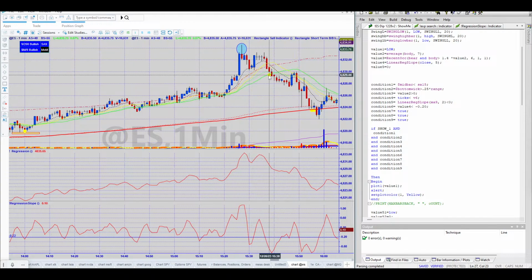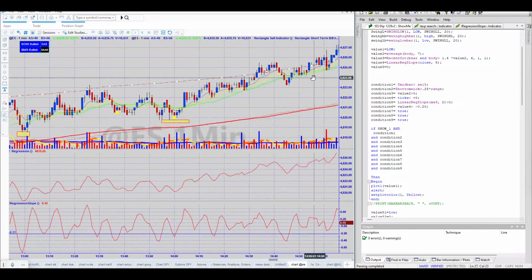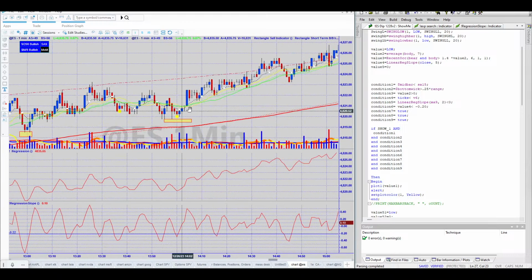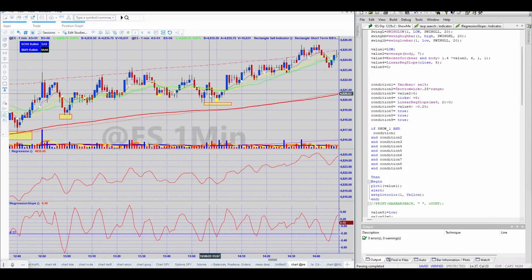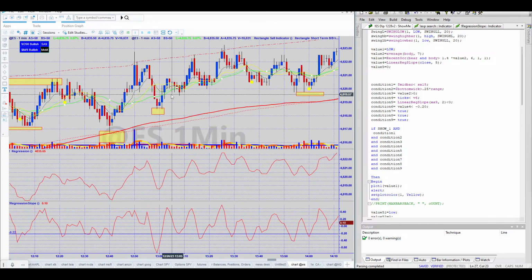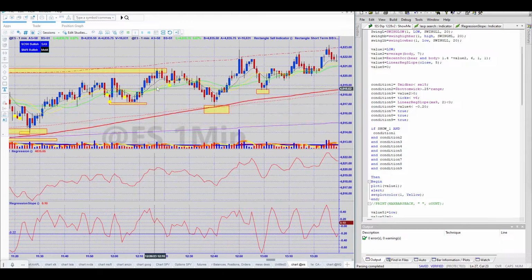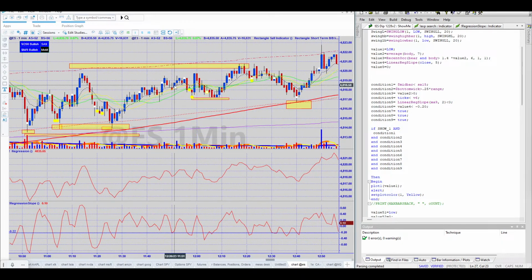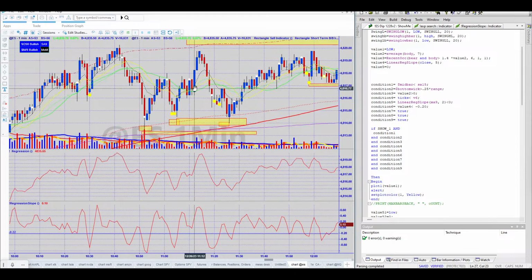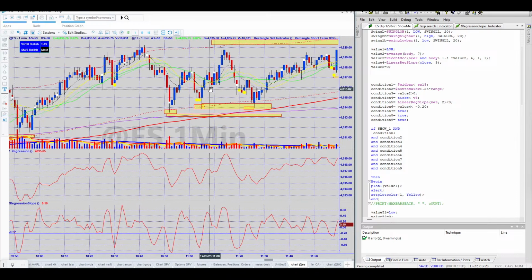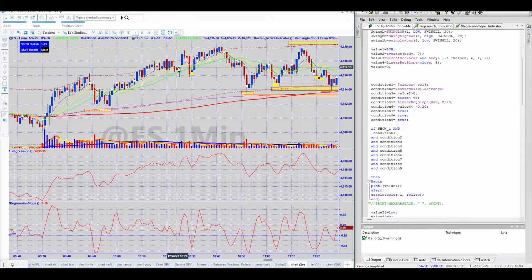But how many candles away is that? That's 1, 2, 3, 4, 5, 6, 7, 8, 9, 10, 11. It's about 15 candles away. And if we did that, it would probably exclude some of these other ones too. Maybe not. Actually, it doesn't look like it. So that's a little bit more of a complex script. I'm going to try to write it though.